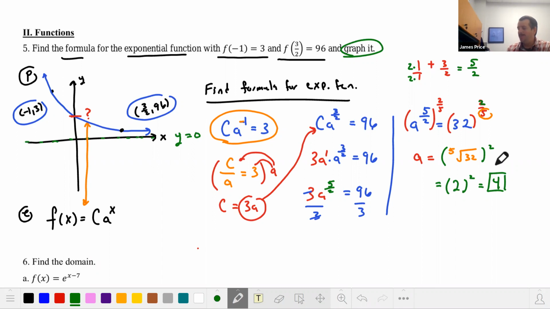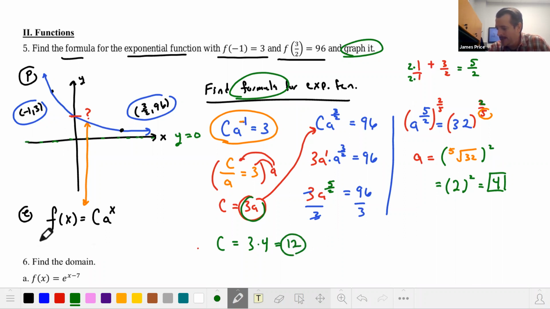Okay, so a is equal to 4, but now be careful. We did a lot of work. Are we done? No, because we still need to find the formula for the exponential function. That means you found a, we still need to find c. So c is equal to here 3 times a, so 3 times 4, which equals 12. And then finally, so there's our c, we have to come back here. So therefore, our function f of x is equal to 12 times 4 to the x. So it actually is not too bad a looking exponential function, but it's a pretty tough problem to solve.